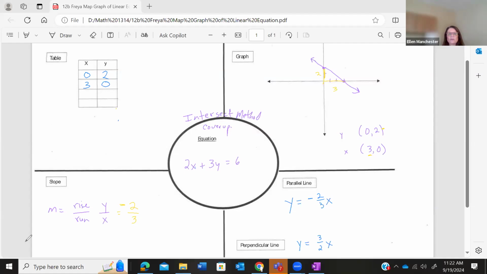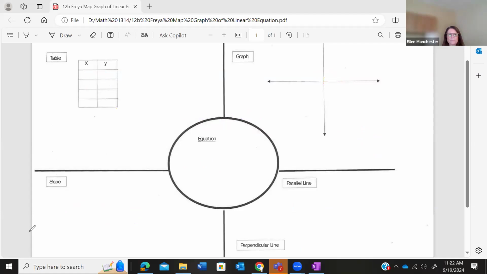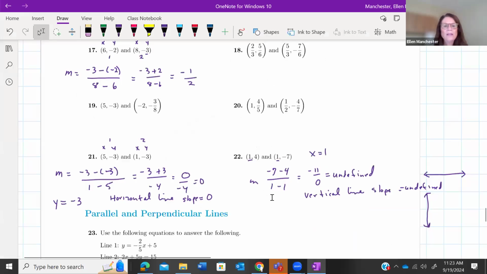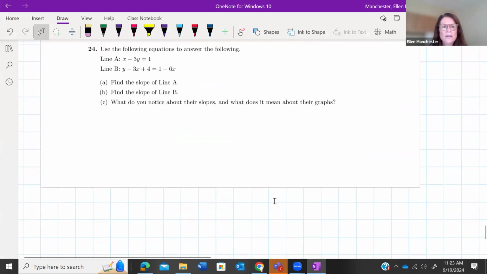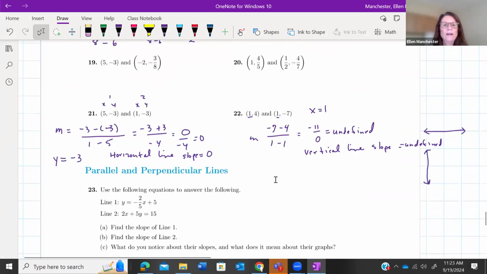Okay. So again, whatever notes you need, you can add to that and you can use that for your test. Okay. All right, last thing. Oh, I know what I wanted to do.